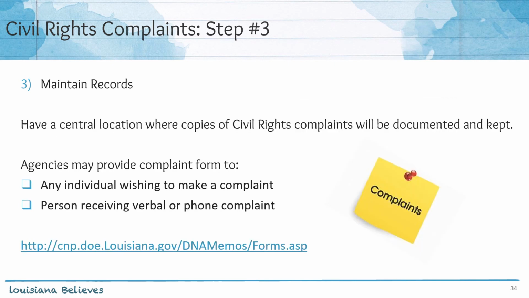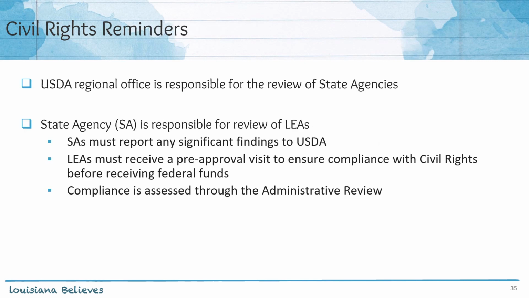Civil rights complaints, Step 3. The third step in civil rights complaints is to maintain documentation. All civil rights documentation should be kept at the central location and should be maintained for 3 years plus the current year. A few civil rights reminders include: 1.